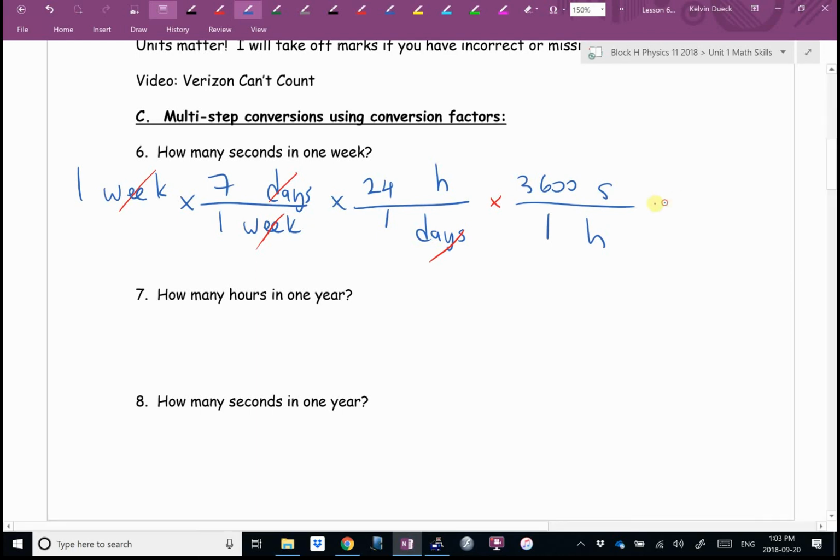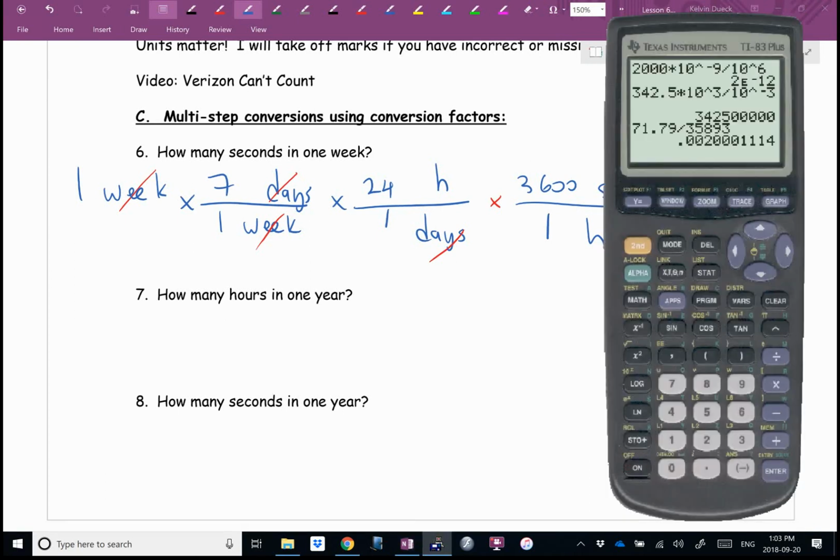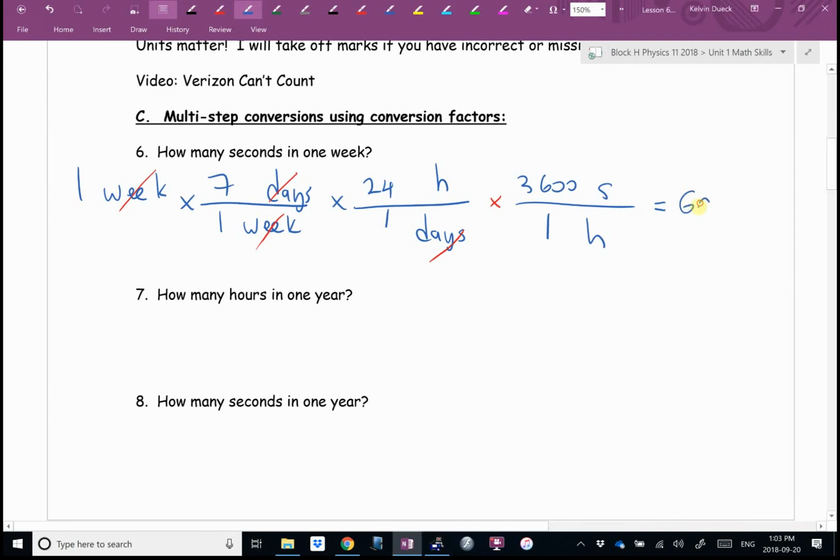How many seconds in a week? Slightly more than 1,000. You get 604,800? Units? Seconds. A little more than 500,000 seconds. 600,000 seconds.